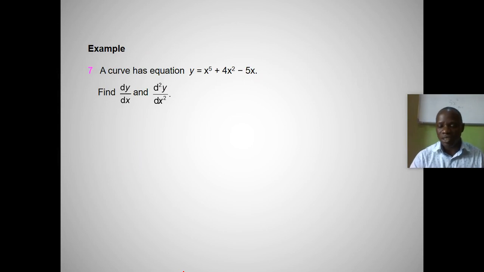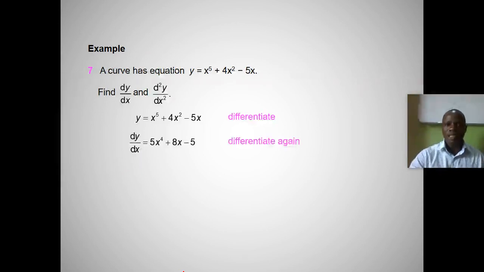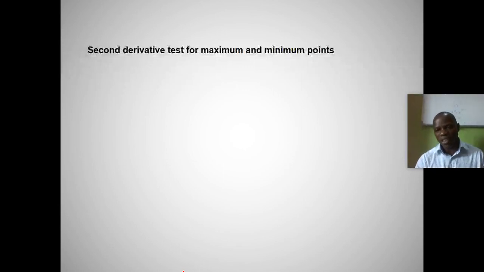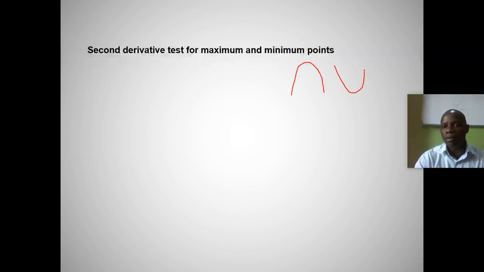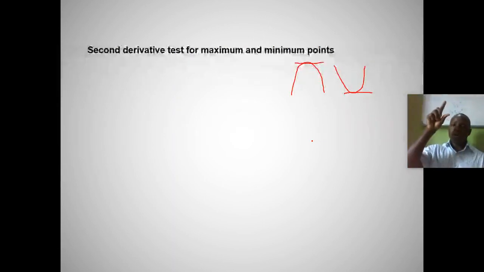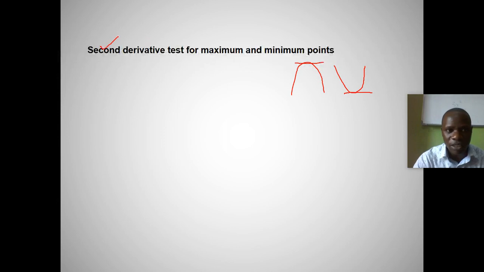Let's differentiate this twice. This is easy. Differentiate it once, you get 5x^4 plus 8x minus 5. Differentiate it twice, you have 20x^3 plus 8. But why do we need to differentiate twice? Differentiating twice helps us to know the nature of a turning point. It helps to know whether this is a maximum point or a minimum point where dy/dx is 0. Where dy/dx is 0, it is easy to tell whether it's maximum or minimum using the second derivative.